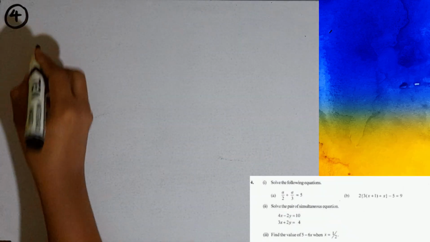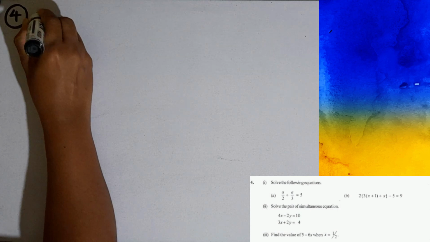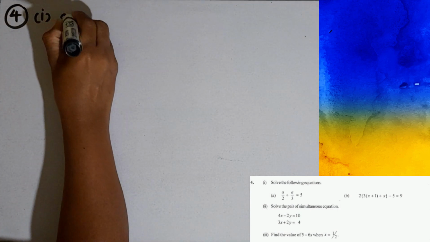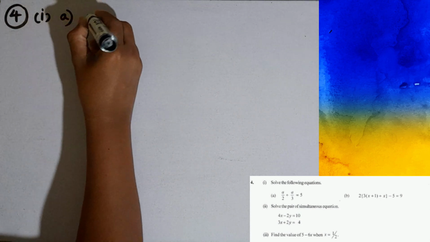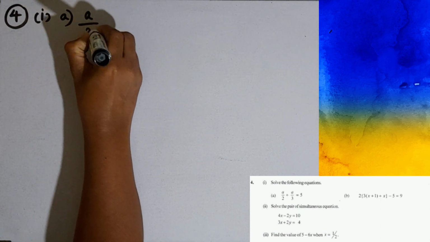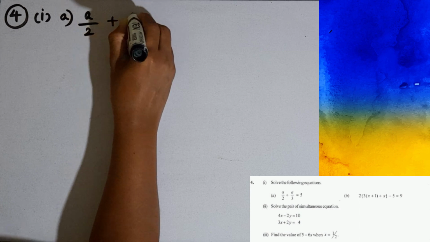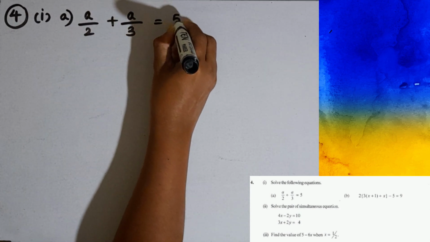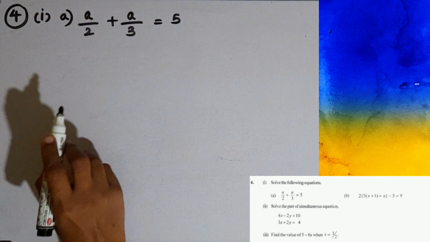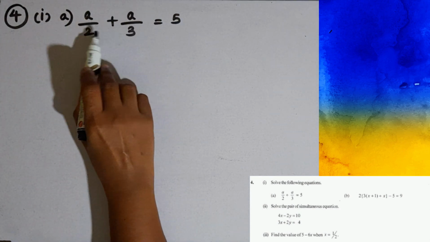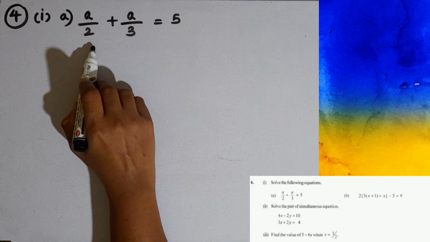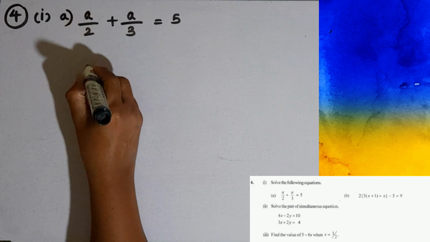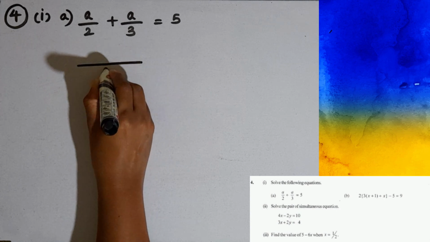Question number 4. Part 1. A part, we have this: A over 2 plus A over 3 equal to 5. We have to solve and find the value of A. We can take 6 as the common denominator as the LCM of 2 and 3 is 6. So I will take 6 as the common denominator.